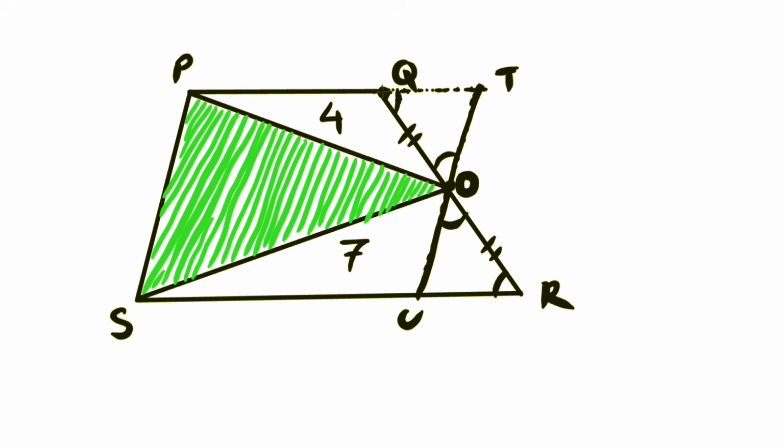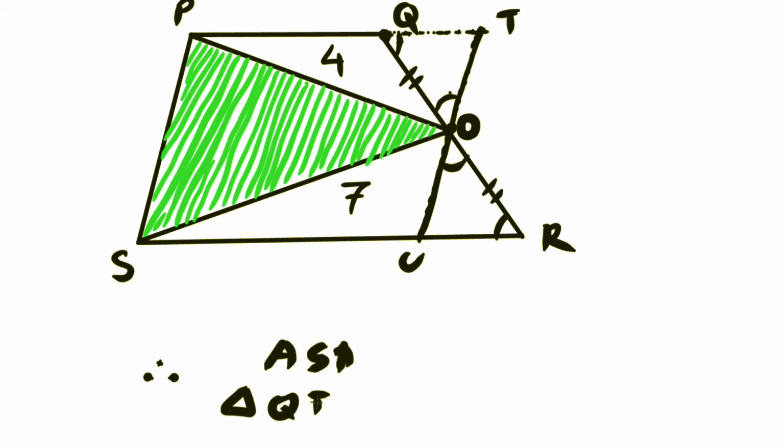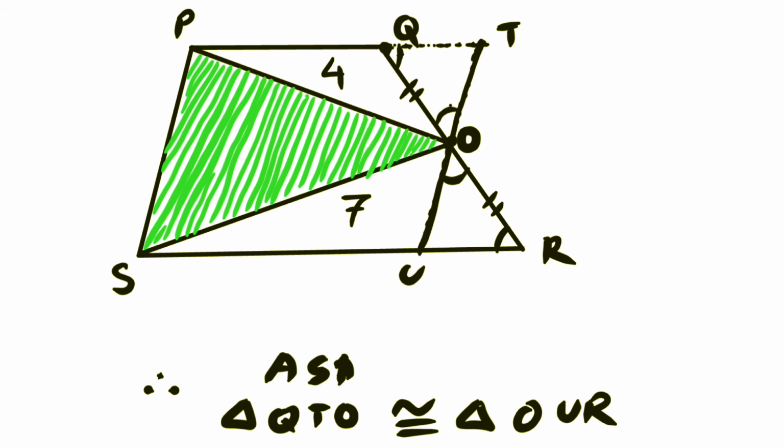But we also have one more important piece of information. O is the midpoint of QR. By definition, a midpoint divides a segment into two equal parts. Therefore, QO equals OR. So the two triangles have two equal angles, and the side between those angles is also equal. By the angle-side-angle congruence theorem, the two triangles are congruent. And if two triangles are congruent, their areas are equal as well. This is the hidden mechanism that makes the entire problem work.